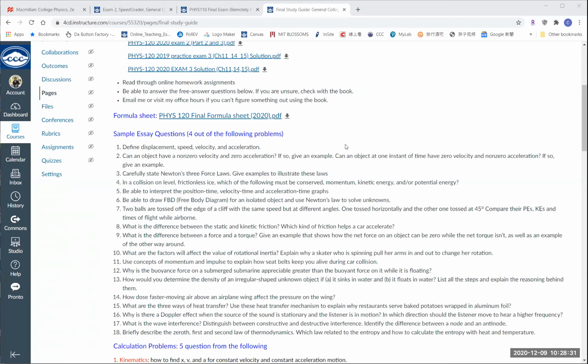So the first one is about displacement, speed, velocity, and acceleration. I think you can find those in the textbook. Displacement means the position change. Speed is the change of position over change of time, but without a direction. Velocity is the change of position over change of time with the direction. Acceleration is the change of velocity over change of time. So that's some basic definitions.